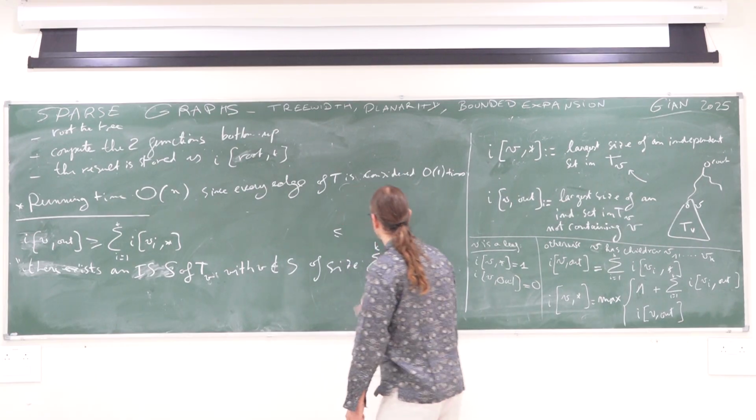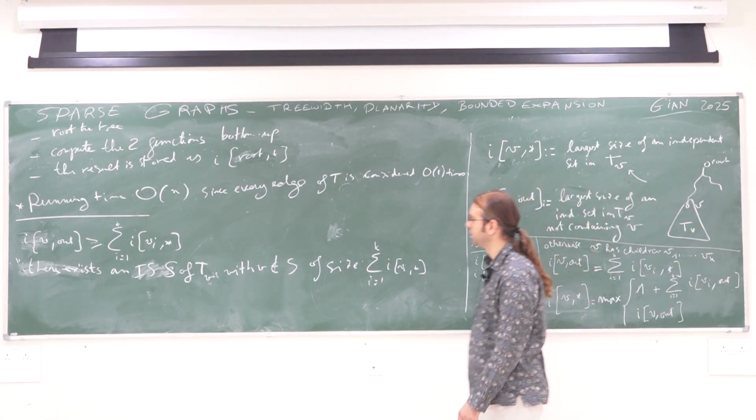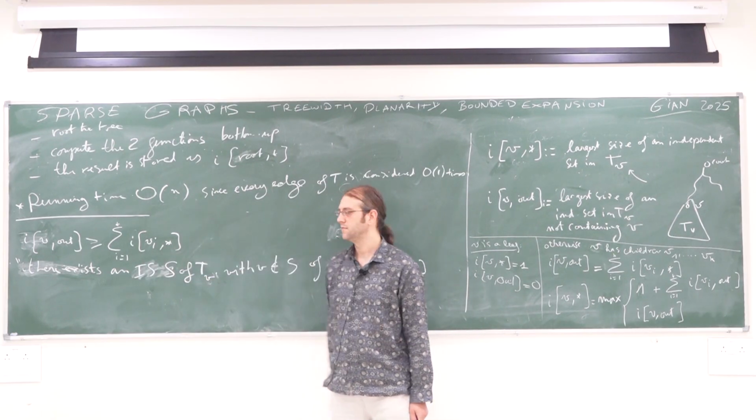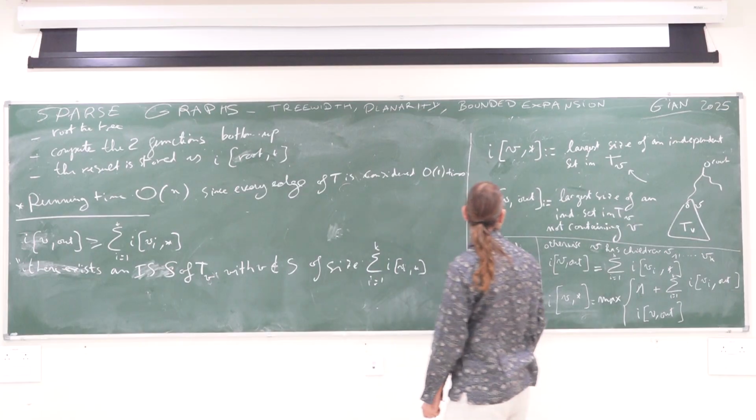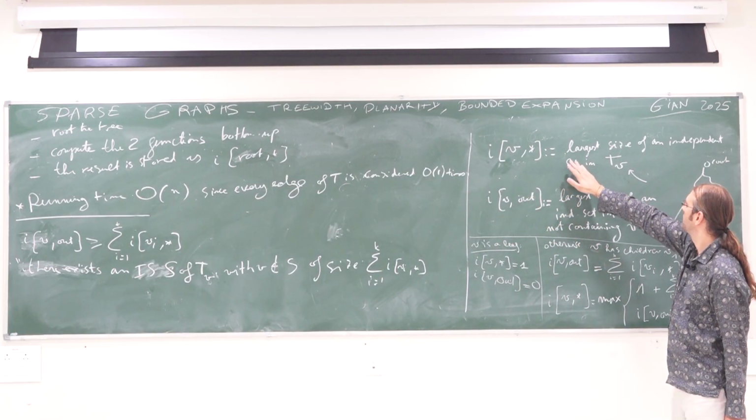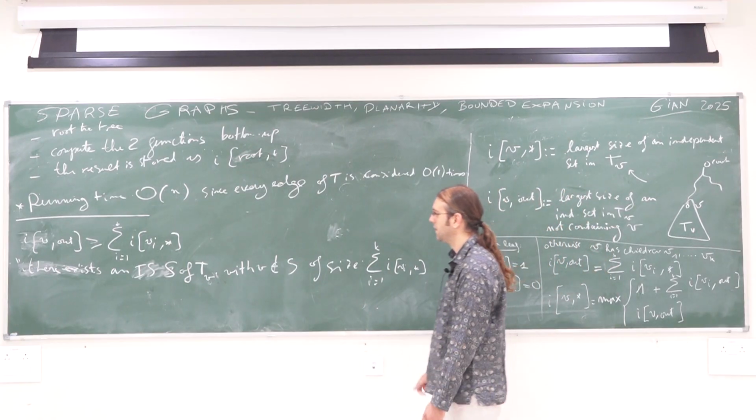Now, okay, so here the proof is very trivial. So by definition, what is this? This is the maximum size of an independent set. So for every child, the definition is still here, this is the maximum size of an independent set of the child node.